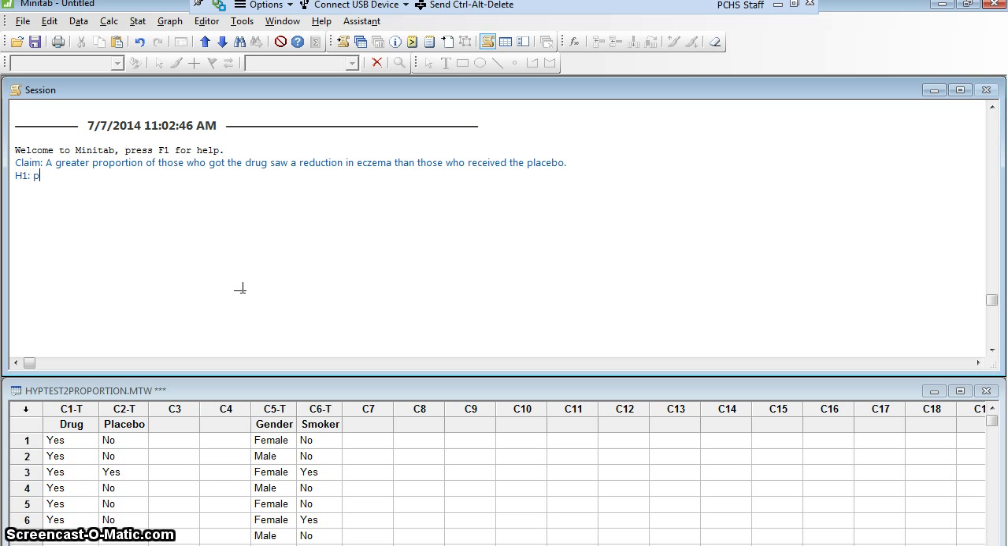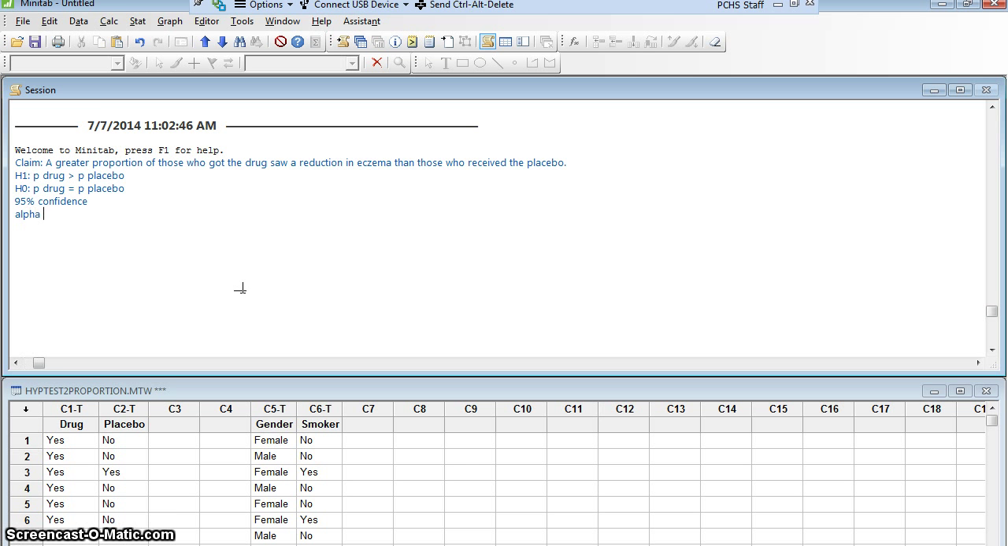H1, the proportion who got the drug is greater than the proportion placebo. Proportion in this case is the proportion of those who got a yes, the proportion of those who saw some sort of reduction. And then our null hypothesis, H0, is of course going to be that same thing with an equal statement. The proportion among those who got the drug is the same as the proportion among those who got the placebo. The last thing we need, of course, is a confidence level. Let's say that we are going to work at 95% confidence, or a significance of 0.05.